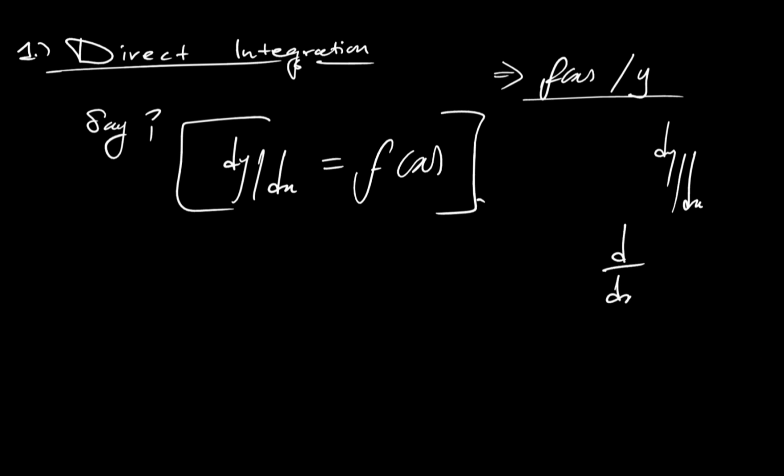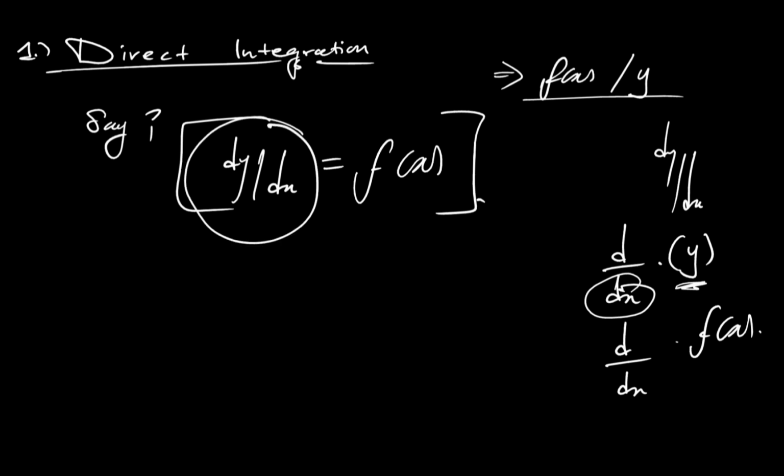d over dx times y is the same as d over dx times f of x. So you're differentiating the y function with respect to x, taking any other variable as a constant. So we're having the differential coefficient being equivalent to one function of x. We don't have a multivariable function. We're only having one function, which is the function of x. We don't have the function of x and y.